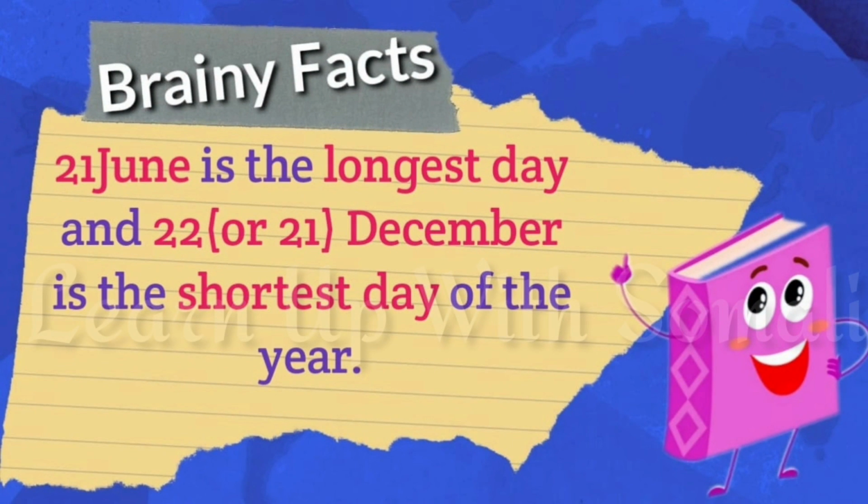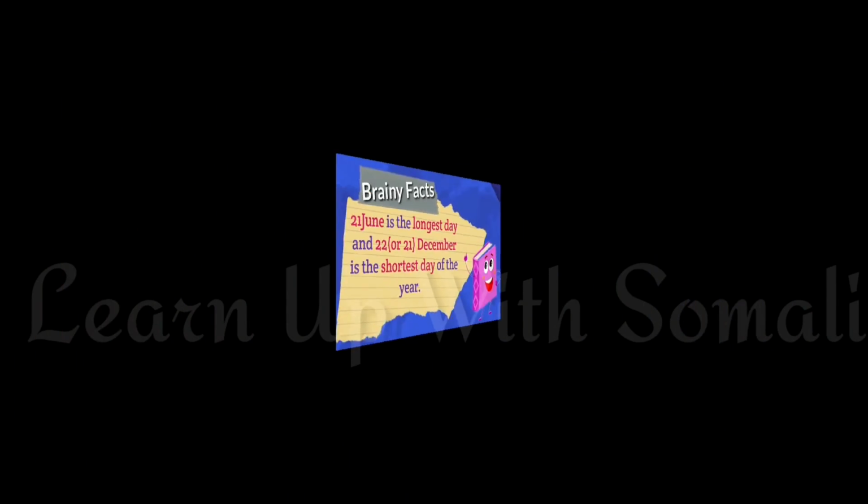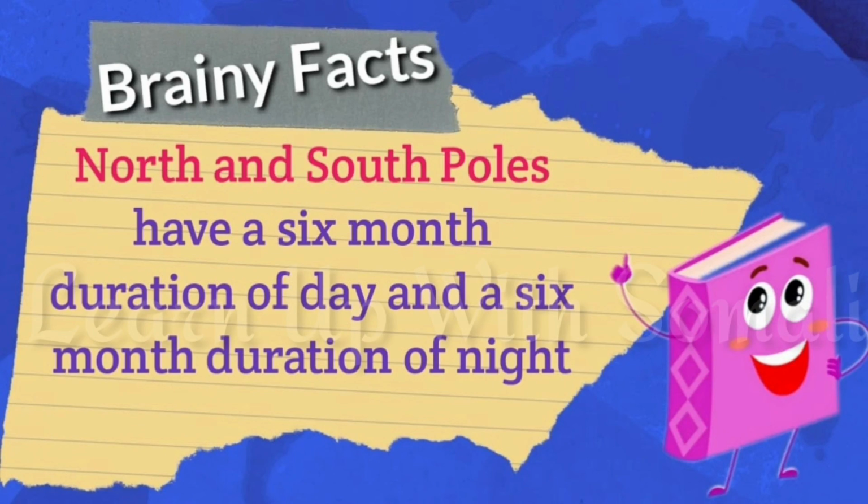June 21st is the longest day and 22nd or 21st December is the shortest day of the year. North and South poles have a 6-month duration of day and a 6-month duration of night.